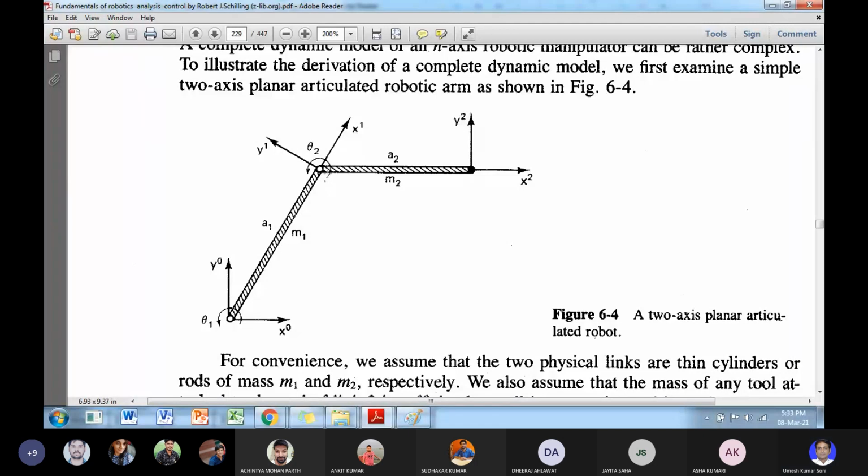So here x1 is directed towards the direction of the link, you see here. So what is the center of this? The total length of the link is a1. So what is the center of the link? The length from this coordinate to the center of the link is a1 by 2. However, the direction is opposite to the direction of x1, so it will be taken as minus a1 by 2.